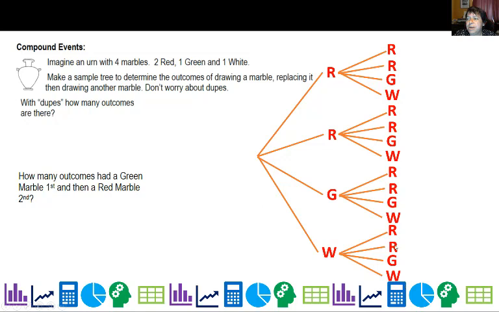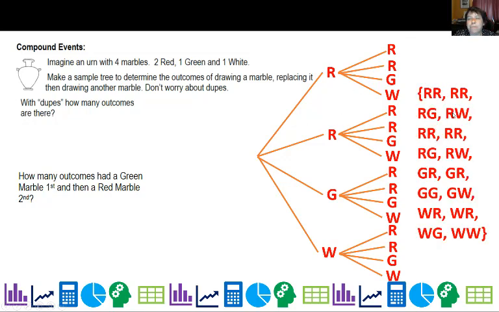So I have a tree diagram with 16 different outcomes. Red, red, red, red, red, green, red, white. And I could keep going, and that is all of the outcomes. This would be the sample space for this, including the dupes, where each one of these is equally likely. So with the dupes, how many outcomes are there? There are 16 equally likely outcomes.